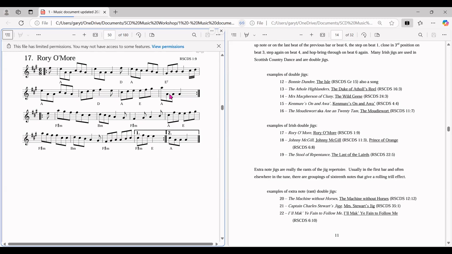Rory O'More, number 17. Could we have 8 bars, please? Ready, and.